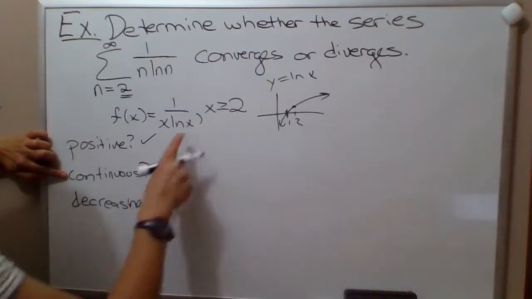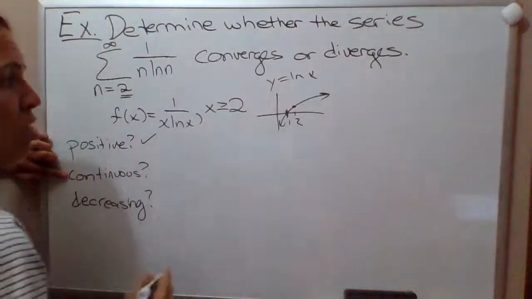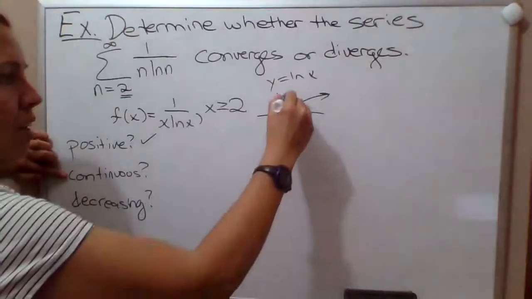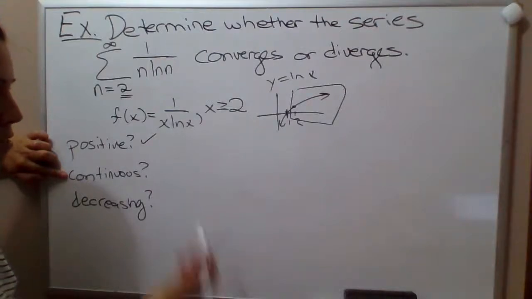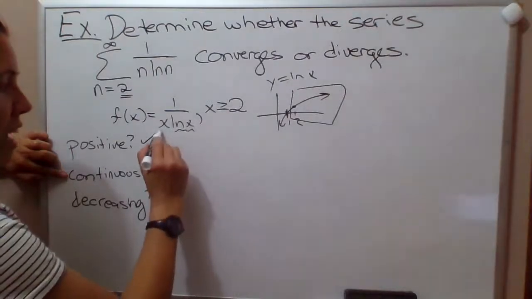Is it continuous? Again, yes, because we're looking at 2 to infinity. So the natural log function is going to be some positive value here, and then x will always be positive.